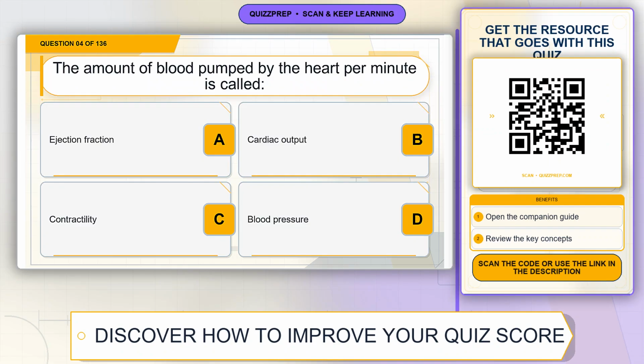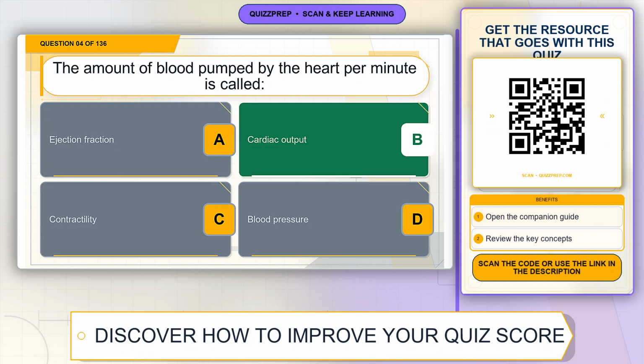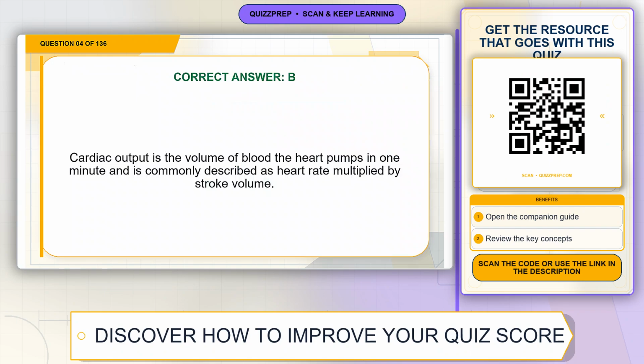Question 4. The amount of blood pumped by the heart per minute is called: Option A, ejection fraction. Option B, cardiac output. Option C, contractility. Option D, blood pressure. The correct answer is option B, cardiac output. Explanation. Cardiac output is the volume of blood the heart pumps in 1 minute and is commonly described as heart rate multiplied by stroke volume.